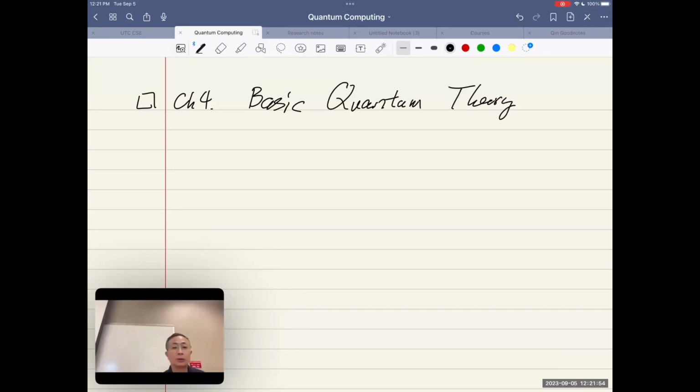So the chapter is divided into five subchapters, or five sections: quantum state, observable, measuring, dynamic, and assembling quantum system. Those are all essential concepts to actually understand and apply quantum computing. So the first one is the quantum system, quantum state.